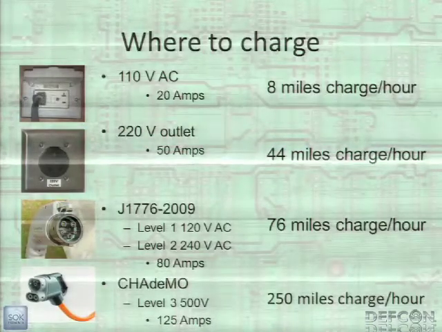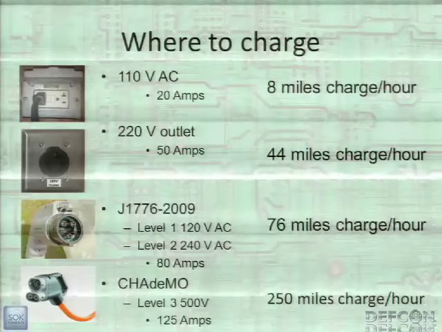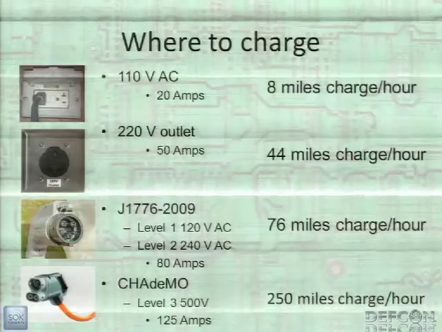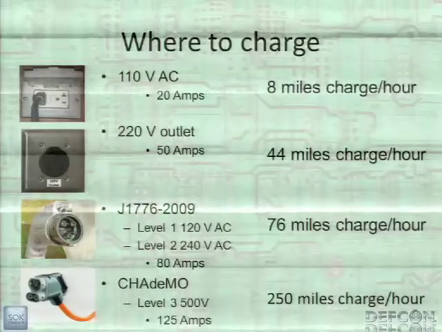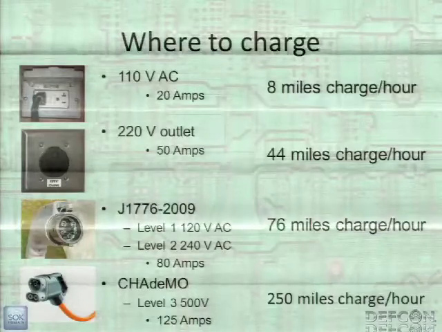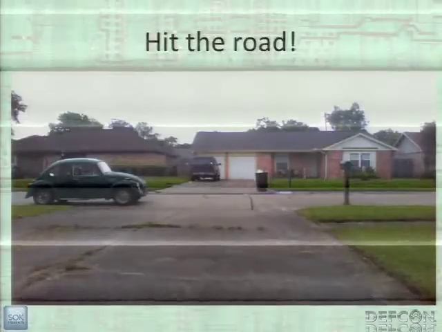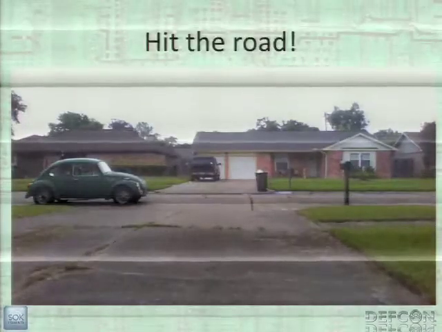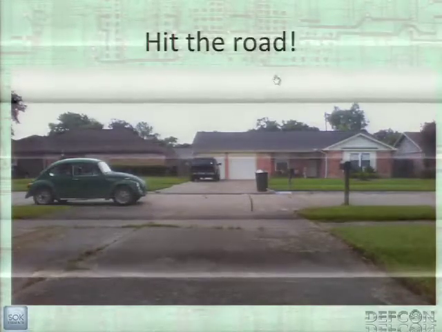But with these level 3 chargers, that's an immense amount of power anyway. So obviously, if you can do 250 miles of charge in an hour, you're certainly not driving that fast. So it's filling you up pretty quick. So then hit the road. This was a video of my car in action, but of course it's not going to work.